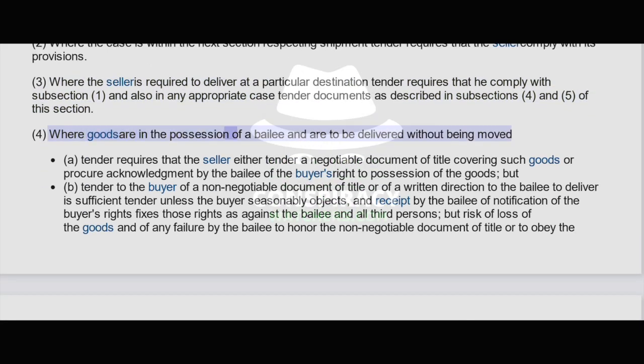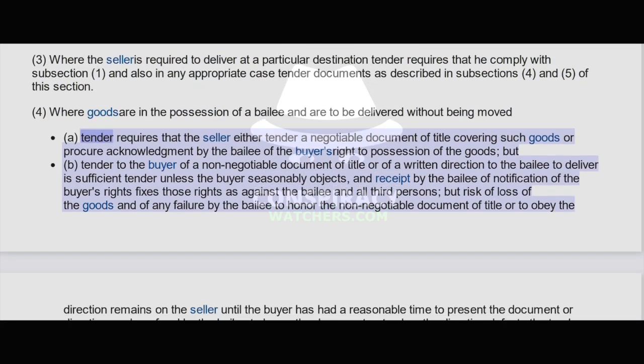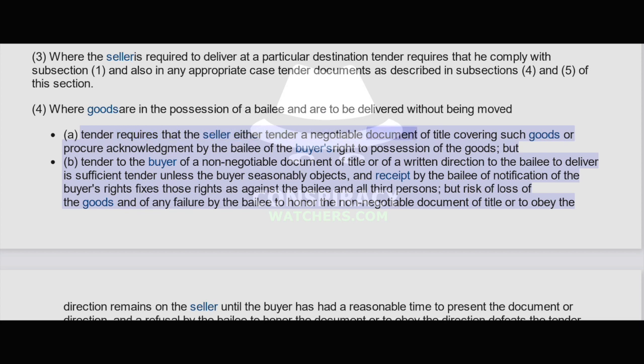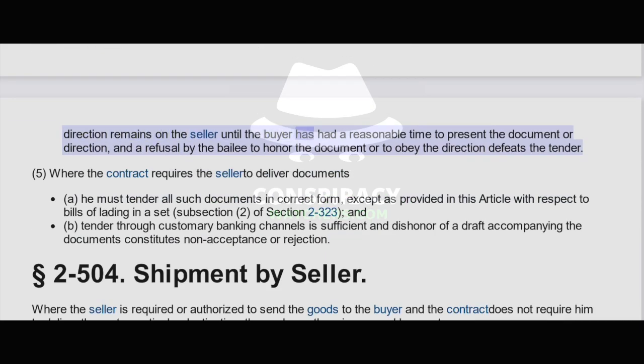Where goods are in the possession of a bailee and are to be delivered without being moved, tender requires that the seller either tender a negotiable document of title covering such goods or procure acknowledgement by the bailee of the buyer's right to possession of the goods, but tender to the buyer of a non-negotiable document of title or of a written direction to the bailee to deliver is sufficient tender unless the buyer seasonably objects, and receipt by the bailee of notification of the buyer's rights fixes those rights as against the bailee and all third persons. But risk of loss of the goods and of any failure by the bailee to honor the non-negotiable document of title or to obey the direction remains on the seller until the buyer has had a reasonable time to present the document or direction, and a refusal by the bailee to honor the document or to obey the direction defeats the tender.